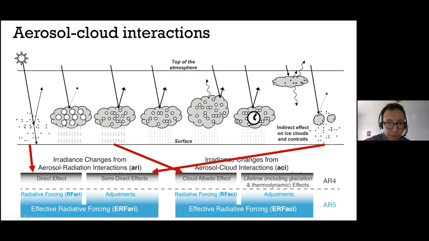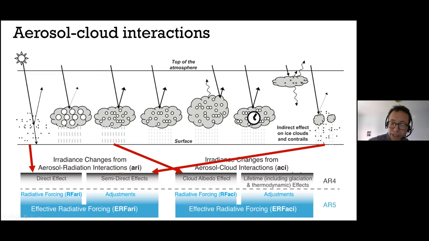However, there's also what we call adjustments. So all these effects that follow, like the change in liquid water content, the change in cloud lifetime, these are now called adjustments. And together they form what's called effective radiative forcing due to aerosol cloud interactions. So that's important for understanding the following slides. And so that's the terminology since AR5, and it's also used in AR6.